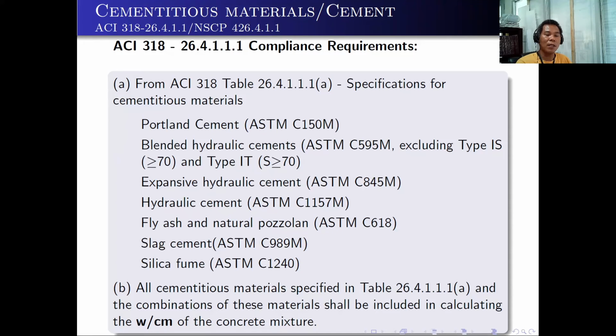Take note that all cementitious materials are specified in the table, and the combination of these materials shall be included in calculating the WCM or the water cementitious materials ratio of the concrete mixture. By the way, if you are reading old books and old authors, actually they are using W over C or WC. We call it the water cement ratio. But since it's quite common to blend other cementitious materials in our cement, ACI actually says we can now call it WCM. So WC is the same as WCM.